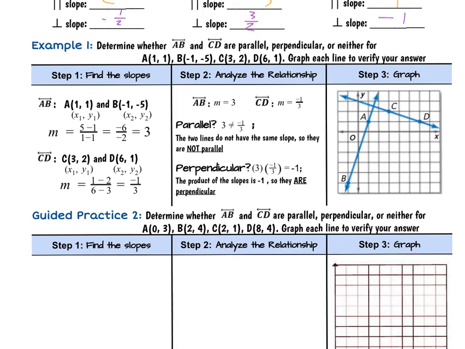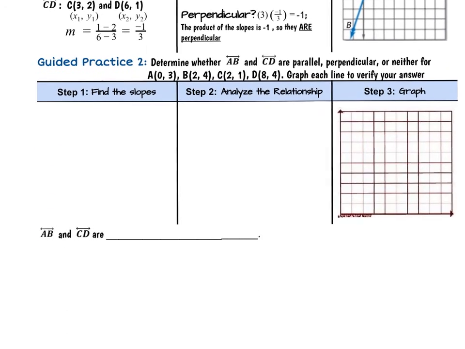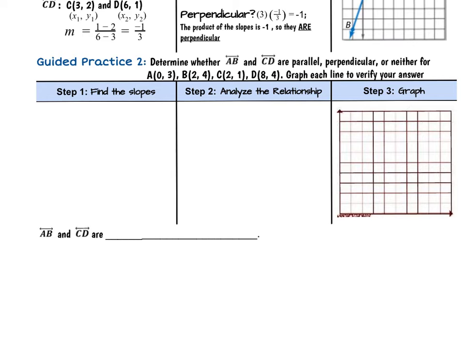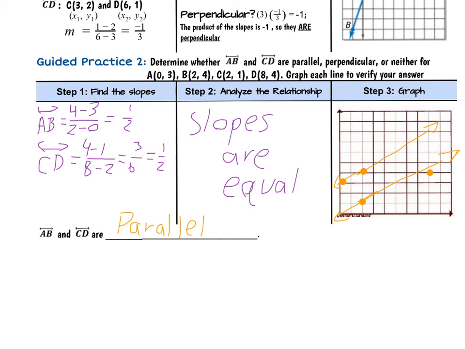All right, now we do some guided practice. We want to determine whether AB and CD are parallel, perpendicular, or neither for the points of 0, 3, 2, -4, 2, 1, and 8, 4. Now, folks, I'm going to pause the video to work this all out. You should pause as well, work it on your own, and then hit play when you're ready to resume. And we're back. So, if we find the slope of AB using our rise over run formula, we end up with a slope of 1/2.